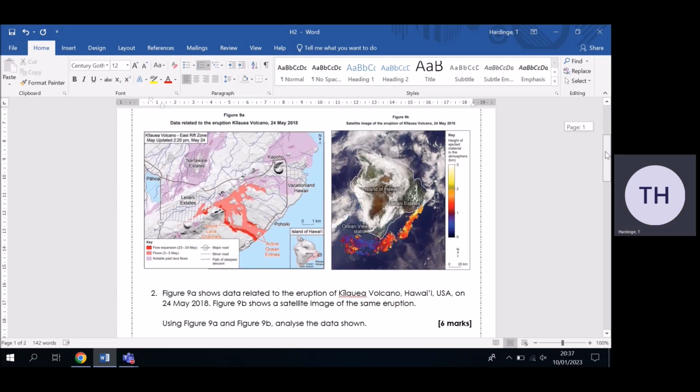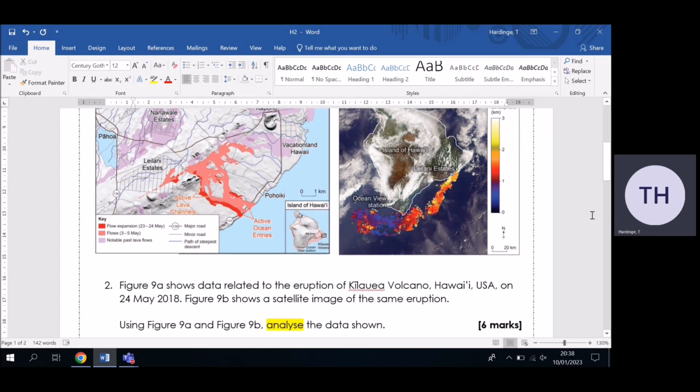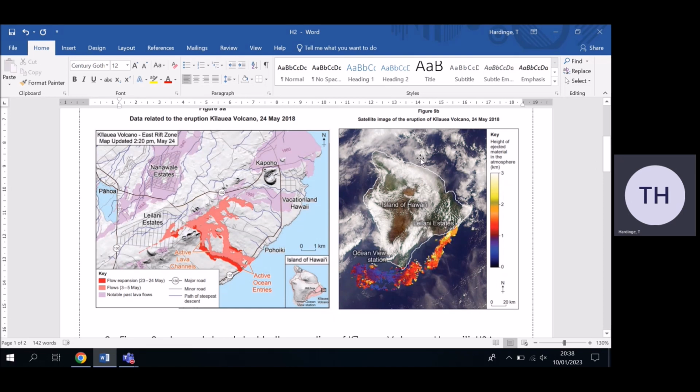Second question is using these 2 maps here. It says that figure 9a shows data related to the eruption of Kilauea volcano in Hawaii in May 2018, and figure 9b shows a satellite image of the same eruption. Using figure 9a and 9b, analyze the data shown. So this is an analysis question. This is just testing your ability to spot trends, patterns, anomalies and so on.